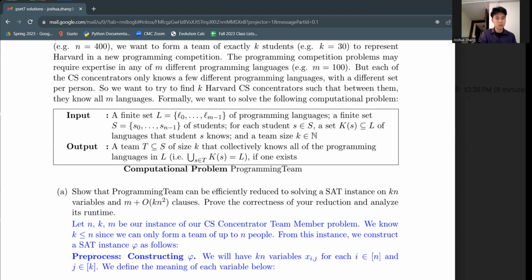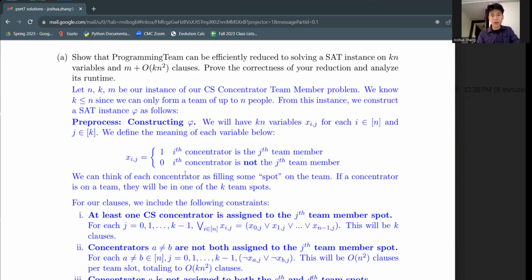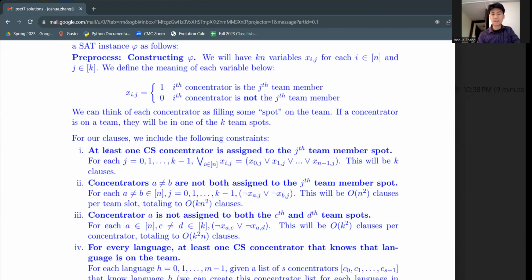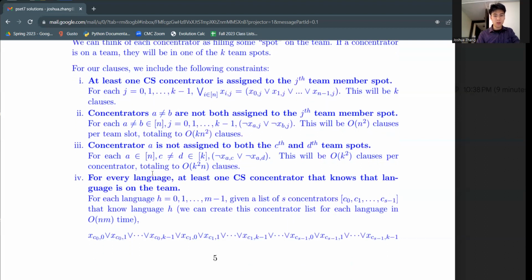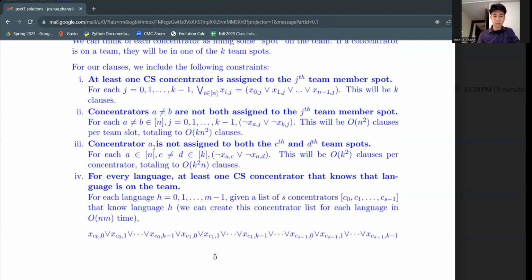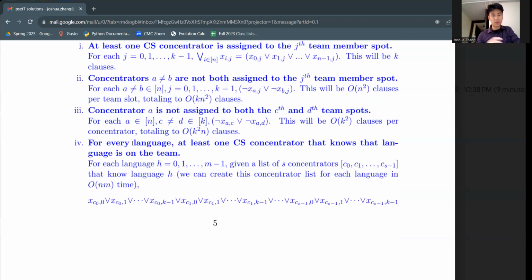So for number 3, I understood the goal of the proof to use logic and Boolean formulas to verify four conditions. At least one CS concentrator is assigned to any member spot. You can't have two concentrators, we'll call them A and B, assigned to the same spot. You can't assign one person to multiple spots, C and D. And for every language, you need someone that knows it.